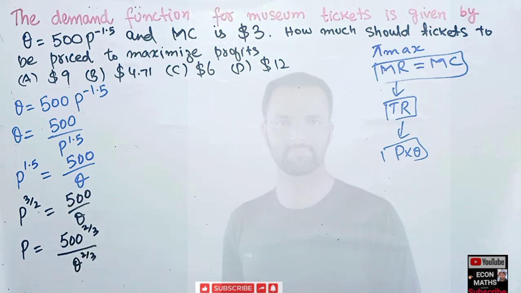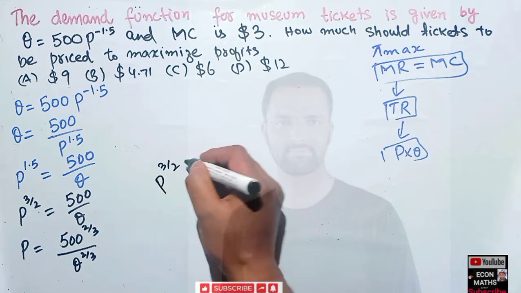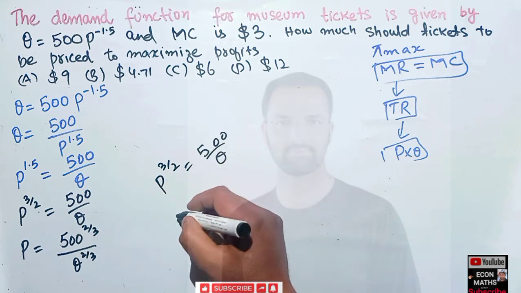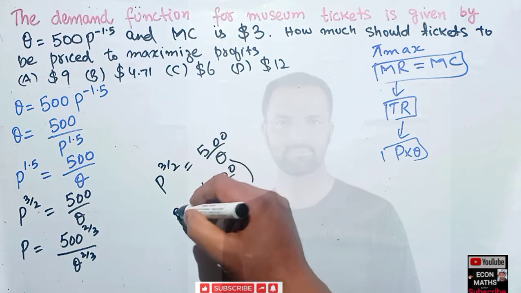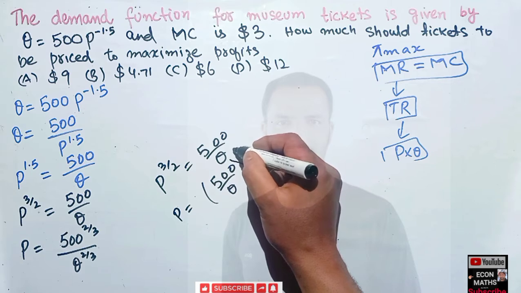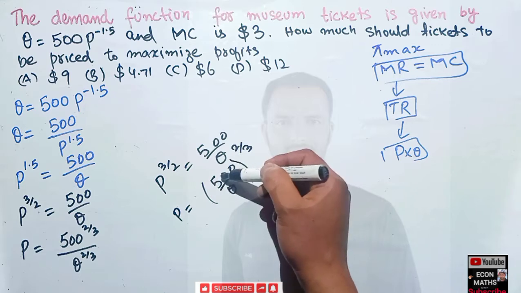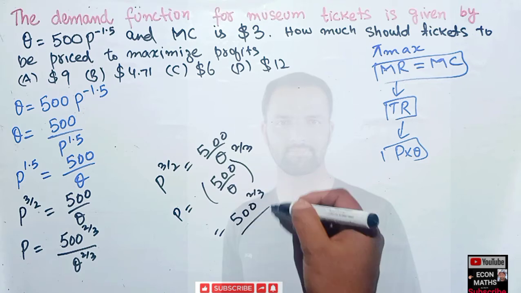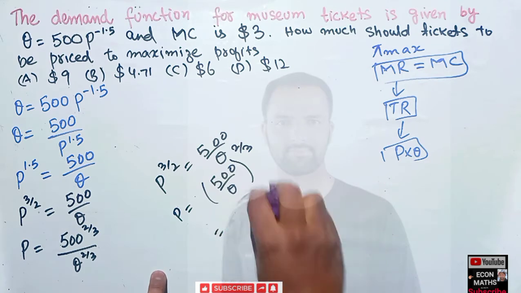Okay, simple thing, you know how to do it. If I can show it here, so we have p to the power 3 upon 2 is equal to 500 upon Q. So I'm just explaining how I got this. This could have been written like this: 500 upon Q raised to the power, transposing this, the exponent gets reciprocated, this becomes 2 upon 3. Now this 2 upon 3 is the exponent on each of the numerator and denominator, so this will come out to be 500 to the power 2 upon 3 divided by Q to the power 2 upon 3. Okay, so I am just explaining it. Let me rub this out now.